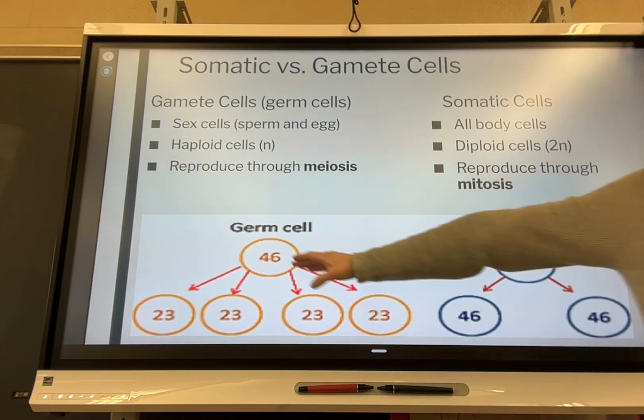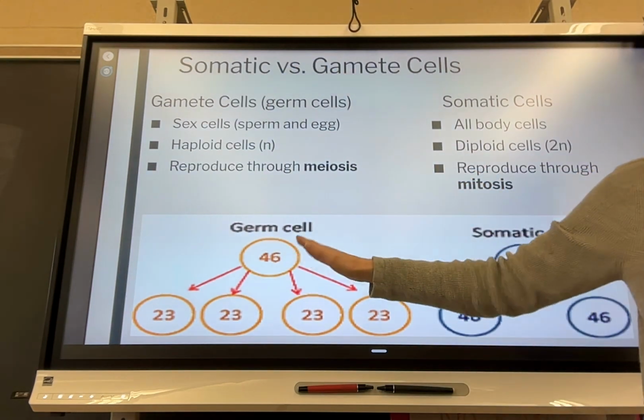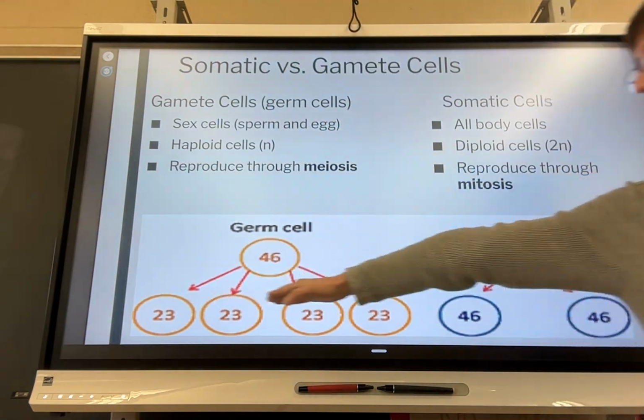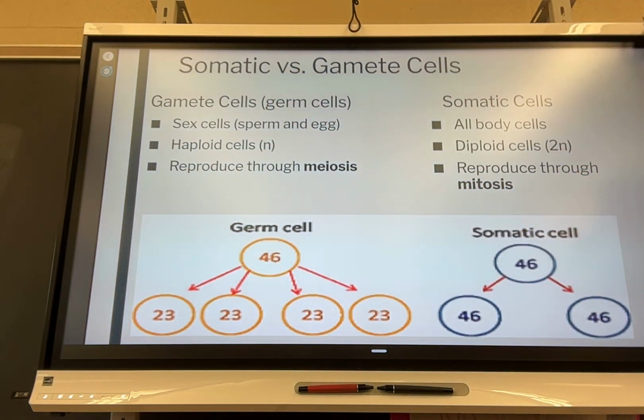So you can see on the bottom, you have your germ cells, your gamete cells. They're going to reproduce to create 4 haploid cells through the process of meiosis. Somatic cells are going to reproduce through mitosis and create 2 diploid cells.